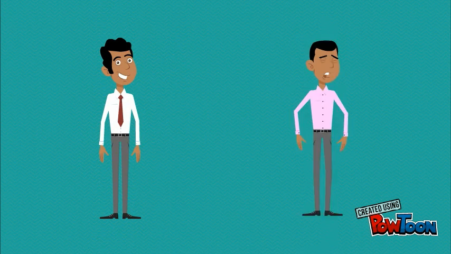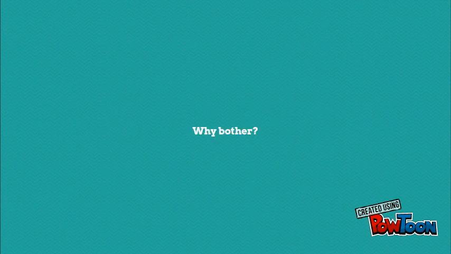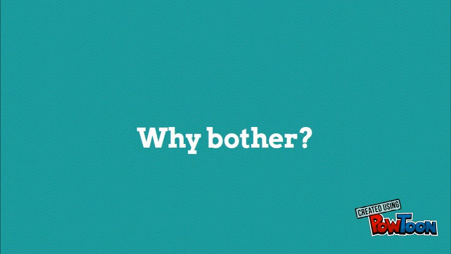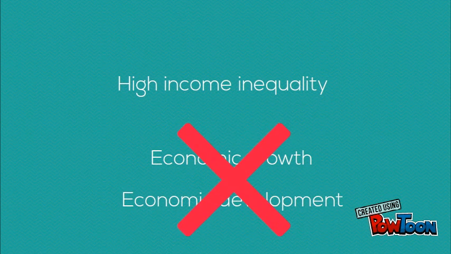Inevitably, there are people who get paid more and those who get paid less. Income distribution is the act of reducing the income gap between people. Now, you might be wondering, why do we bother redistributing income? The answer to this is simple. High income inequality can be a barrier to economic growth and development.